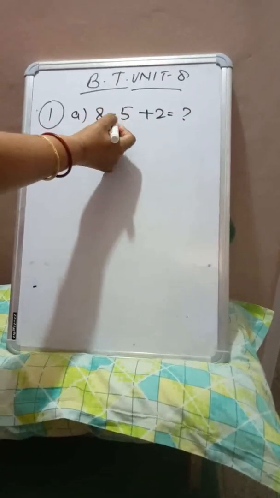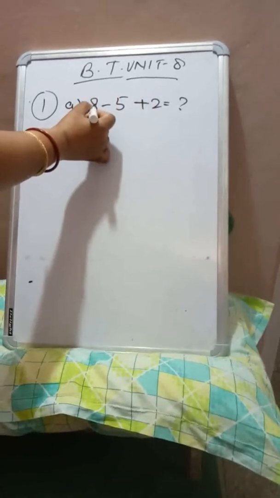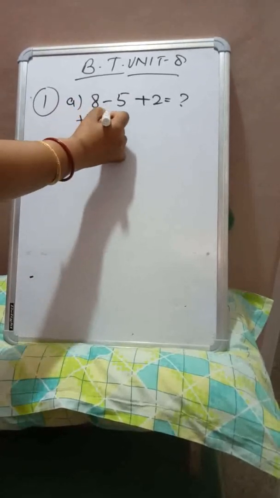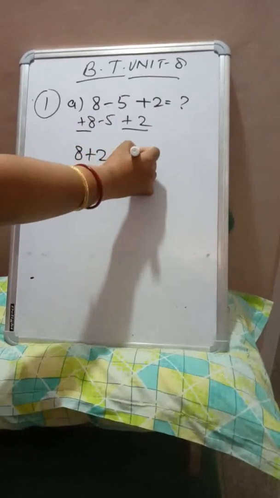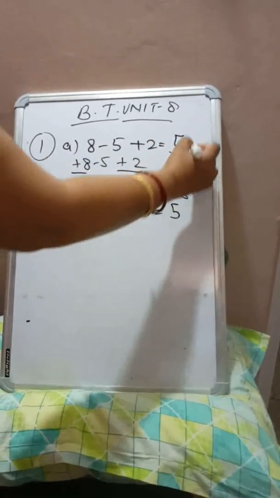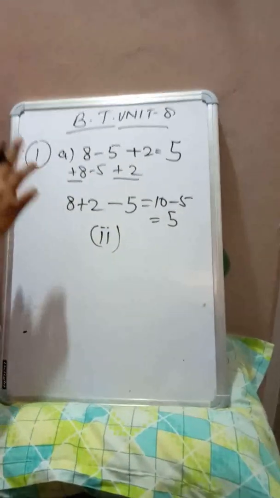Firstly, you have to choose the correct option. Which option will be the correct answer? Here we have minus and plus. Again you see 8 minus 5 plus 2. 8 means plus 8. Plus 8 minus 5 plus 2. Firstly we will take the addition signs together, so 8 plus 2 are put together. Then we write 5. So 8 plus 2 is 10, minus 5, equal to 5. So 5 is the correct answer, and it is the second option. Similarly you have to solve question number 1.